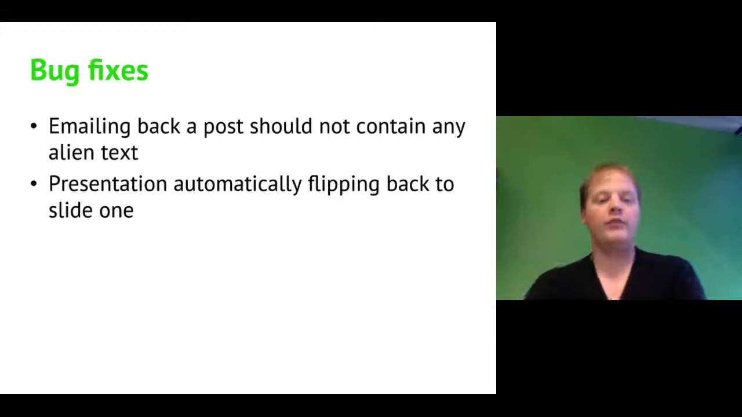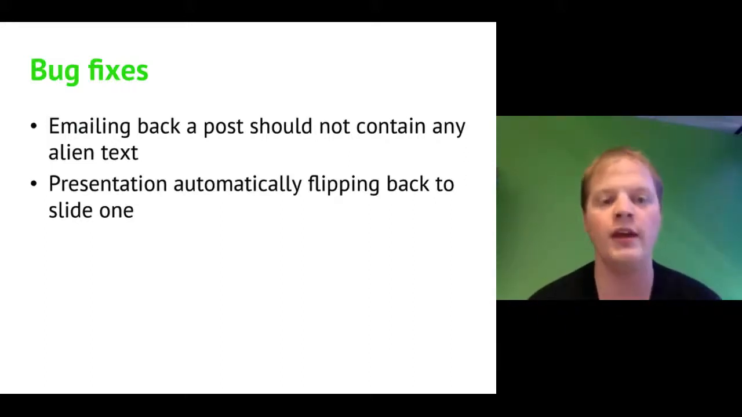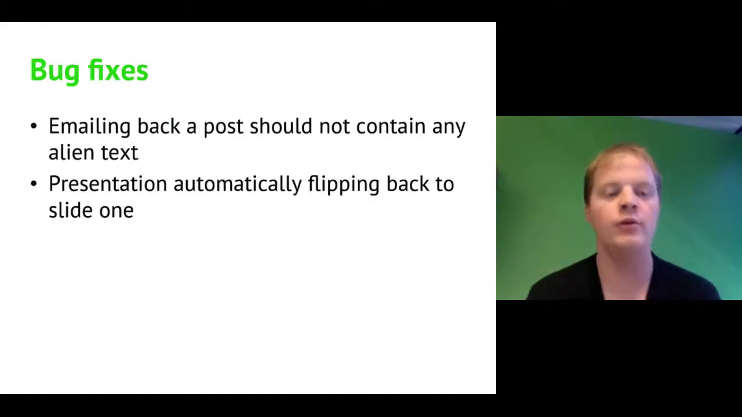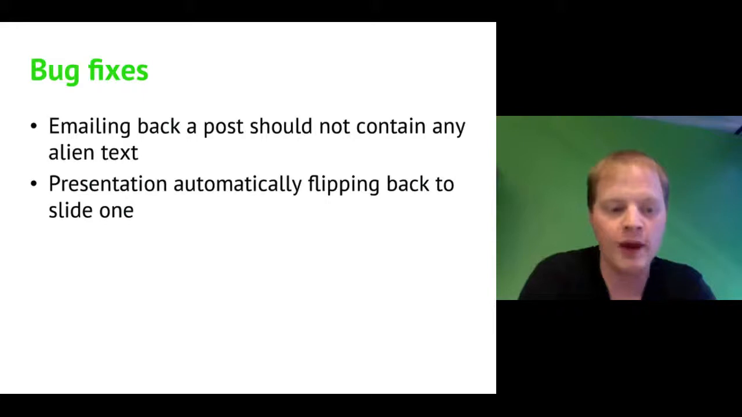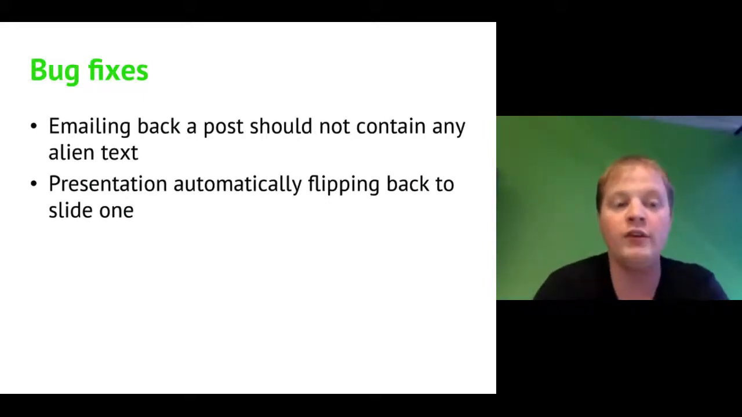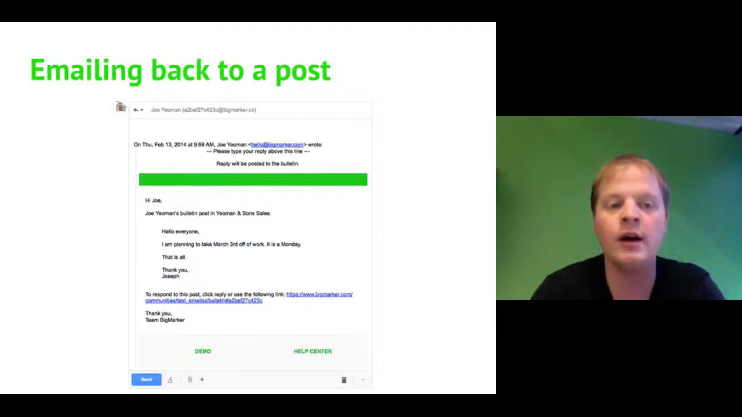And then here are the few bug fixes that we have made in the last week. We were having issues with emailing back to a post. So when somebody would post on BigMarker, you were able to email back into it. And we were having issues with some versions of Outlook and Yahoo. We have fixed those issues, so it should not contain any of this weird alien text that makes you feel like you're in the Matrix.